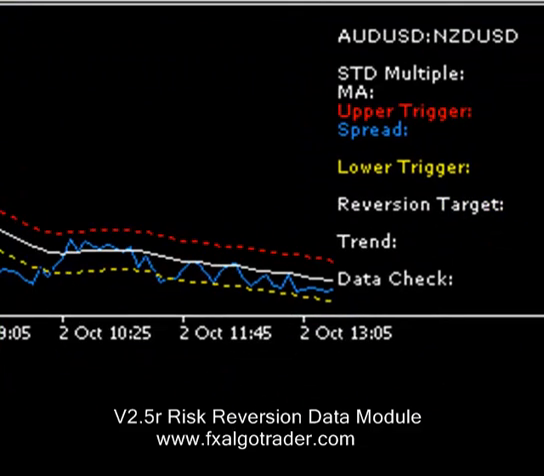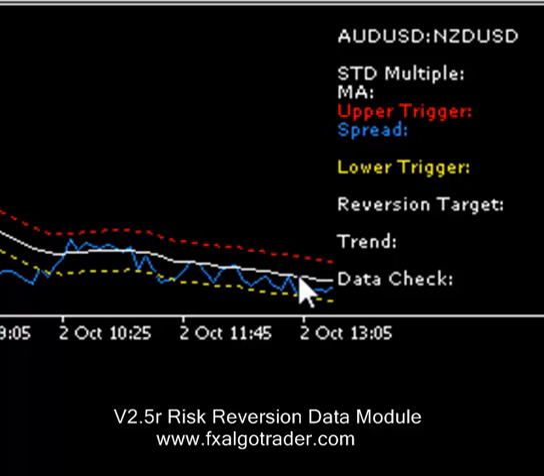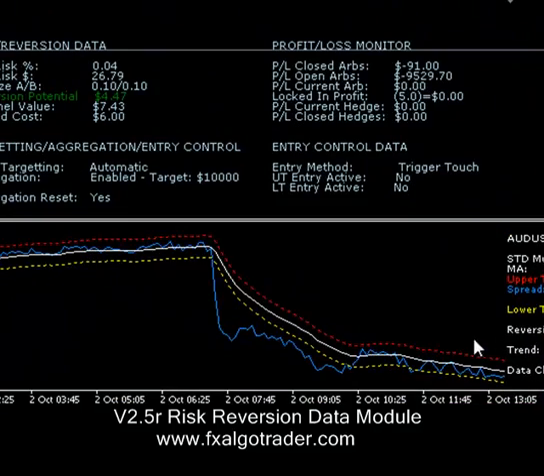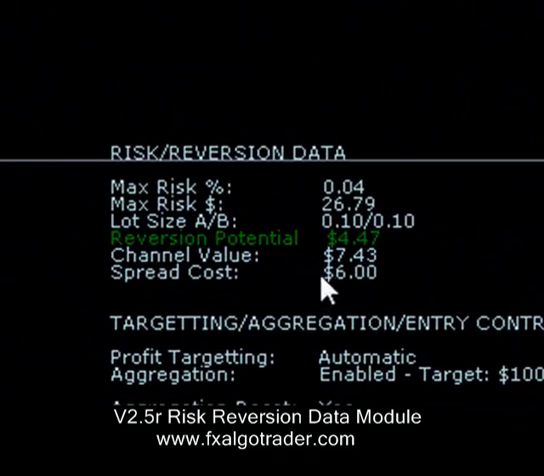Channel value represents the physical value between the upper trigger or lower trigger level and the mean. And the spread cost speaks for itself really. That's basically the cost of opening both sides of the trade, and obviously that has the lot sizing factored into it as well. So essentially, with the risk reversion data, you need to choose time frames which work.